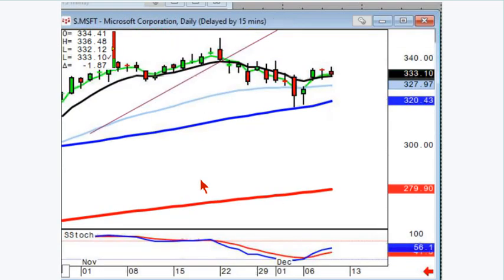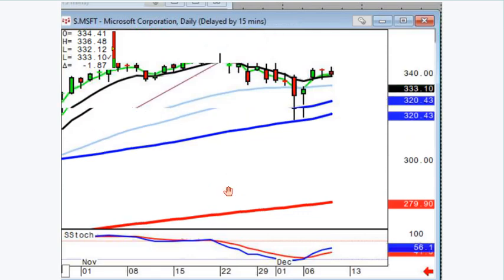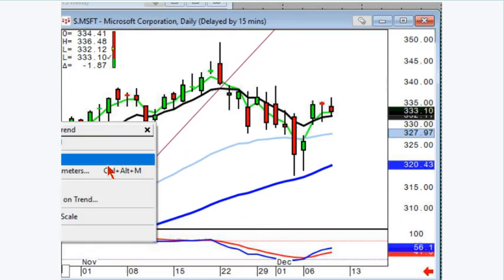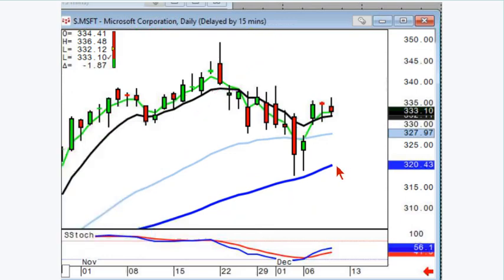Microsoft. That's pretty much a sideways chart. If you're long, you can stay long as it stays above the T-line. If it closes below the T-line, you don't have any trend.